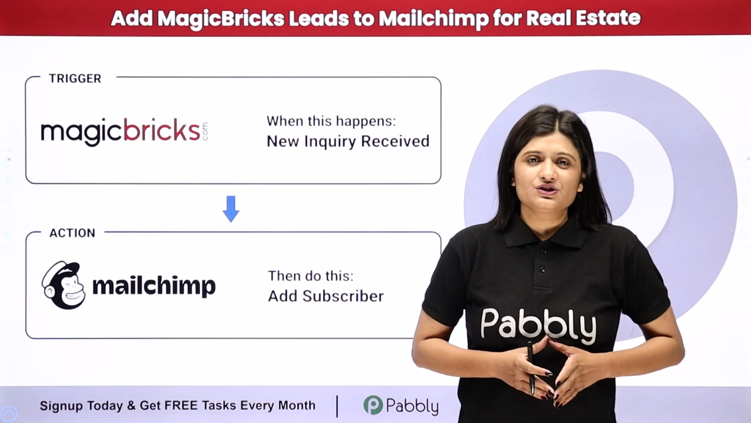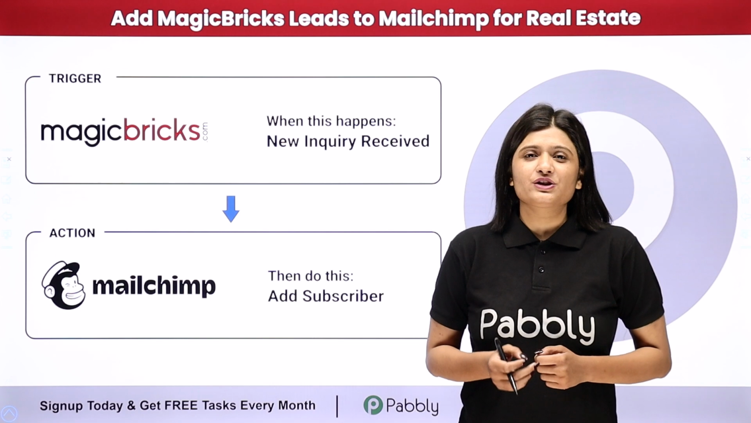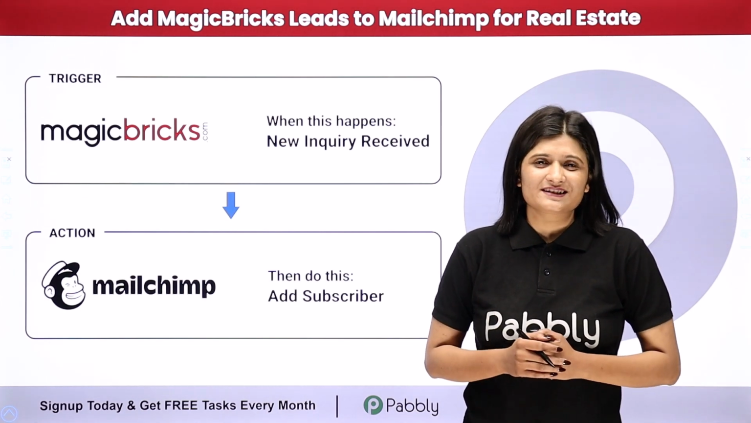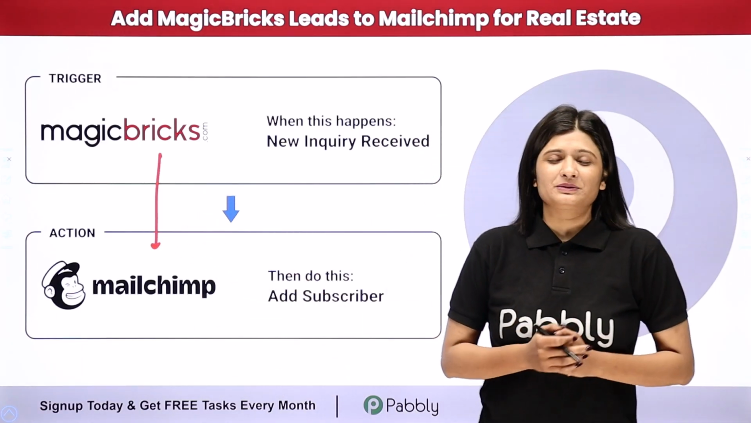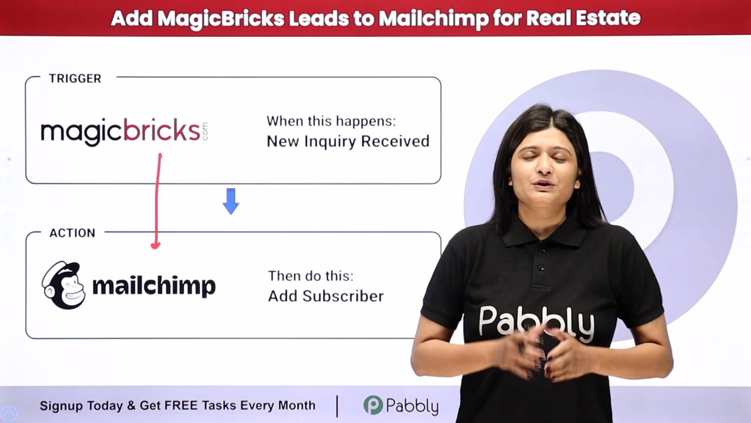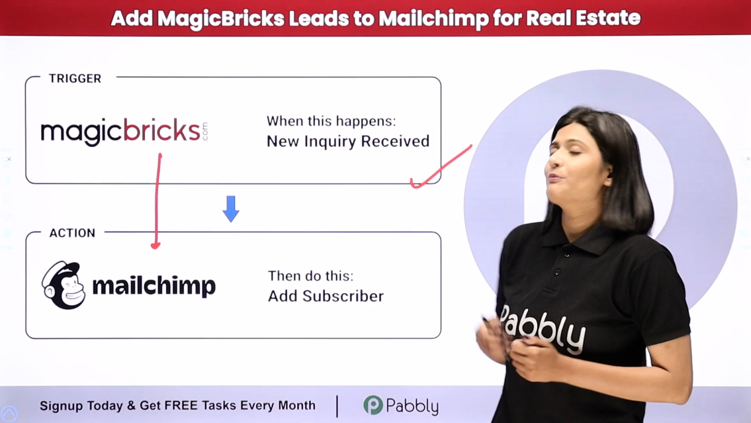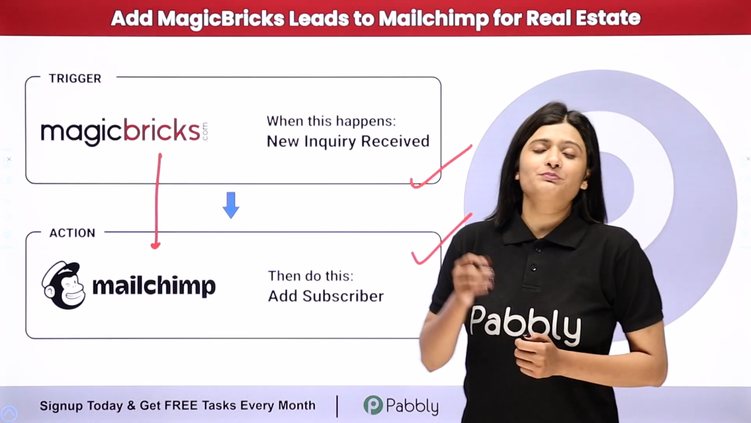And to do this automation, I'm going to use Pabbly Connect. So Pabbly Connect is an amazing automation and integration software which requires no coding or programming skills. Here I just need to build a connection between MagicBricks and Mailchimp. With the help of Pabbly Connect, I'm going to build this connection in such a manner that whenever I'm going to receive a new lead from MagicBricks, automatically I'm going to add the subscriber in my Mailchimp account.